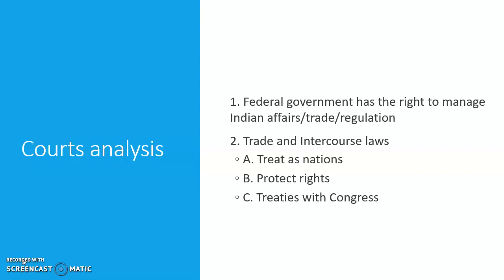So the next thing that the court looks at is that the federal government, and the federal government alone in the Constitution, has the right to manage Indian affairs, trade, and regulation. We see that through the passage of the Trade and Intercourse Acts. In that, they are treated as nations. Indian tribes have the ability through negotiations with Congress to make those treaties. Their rights are protected within the treaties. And finally, as we know, the only people that they are supposed to negotiate with per the Trade and Intercourse laws is the federal government.